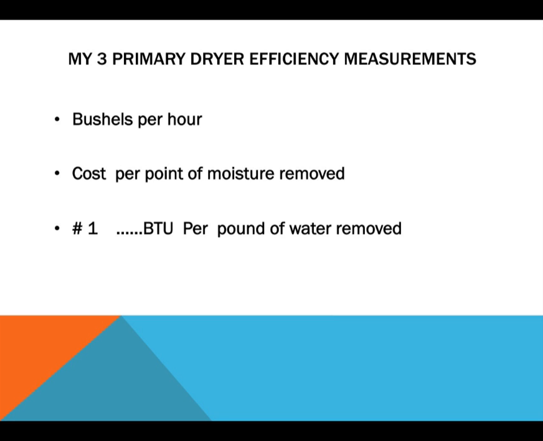Some of your dryer manufacturers publish that information. I'm guessing that most of them know that information if you ask. Okay? And it would be one of my questions if I were buying a dryer. I'd want to know, one, how fast is it? What do you think it's going to cost me to remove 1 point of moisture? But more important, how efficient?